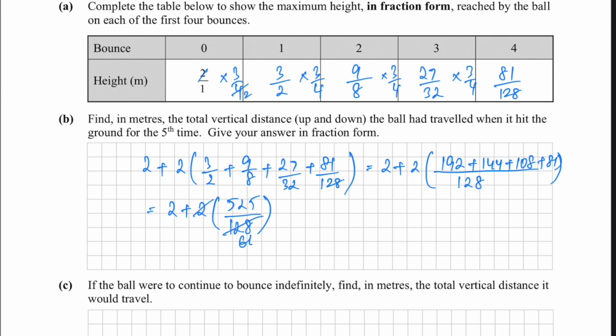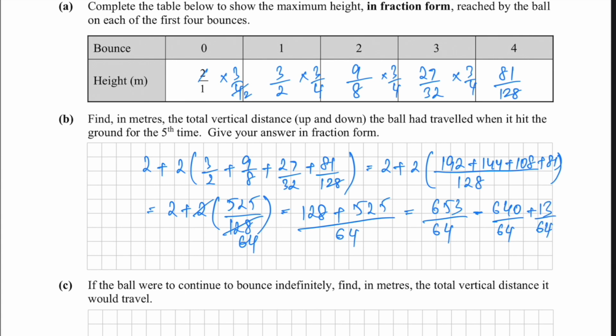So we can cancel this 2 and 128, it will be 64. We will have 2 plus 525 divided by 64, because we have 2 fractions, which are 2/1 and 525/64. When we add that, we will have 653/64. This can be written as 640/64 plus 13/64, which is 10, because 640/64 is 10, and 13/64 meters. This is the fraction form.